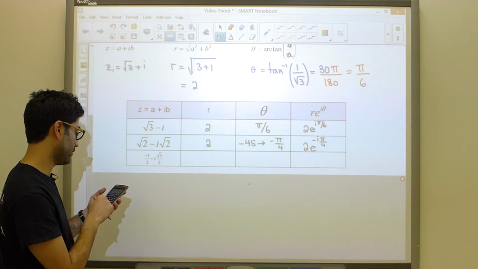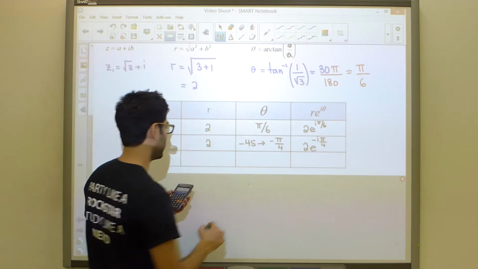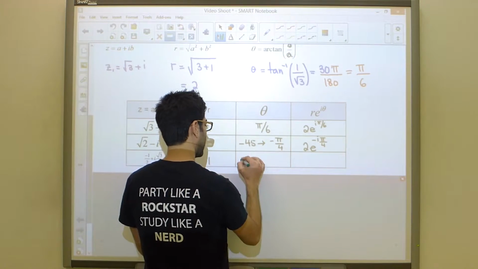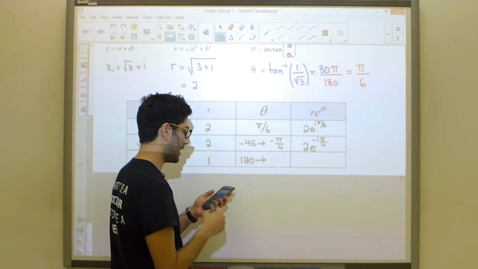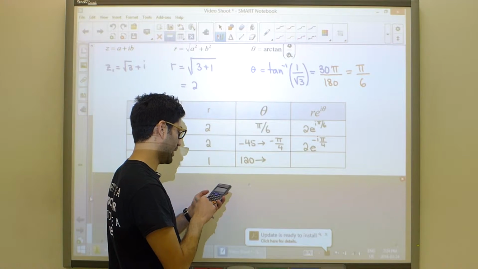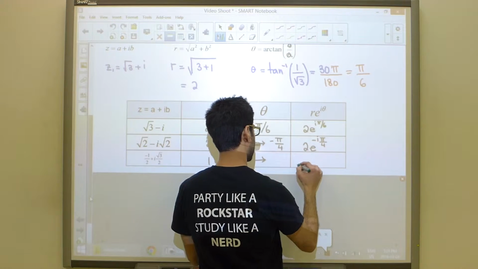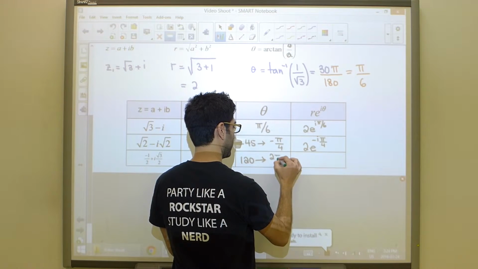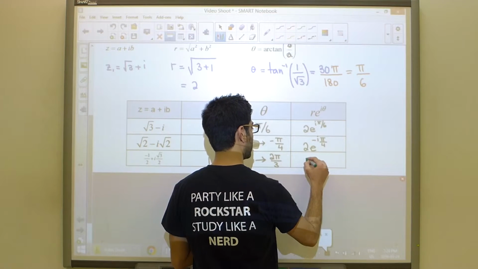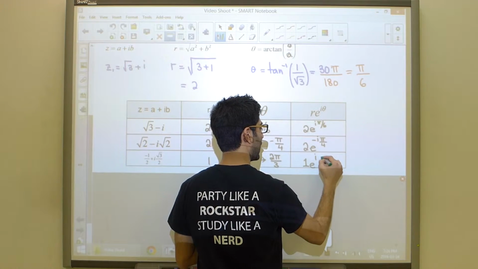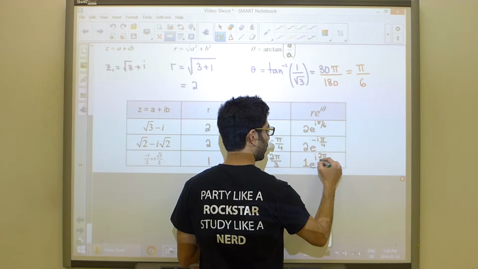So negative 1 and root 3. Working this out, we get a radius of 1 and theta equals 120. Remember, you're going to slap on a pi and divide by 180, so that's going to give us 2 pi over 3. Converting it into polar form, we get 1e to the i 2 pi over 3.